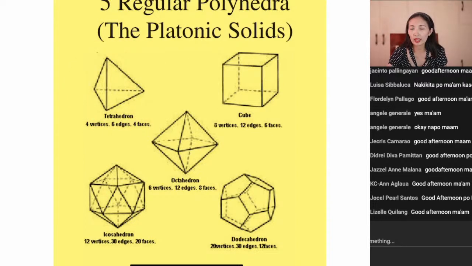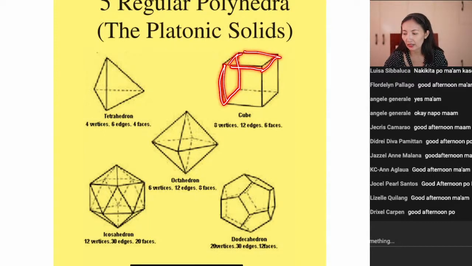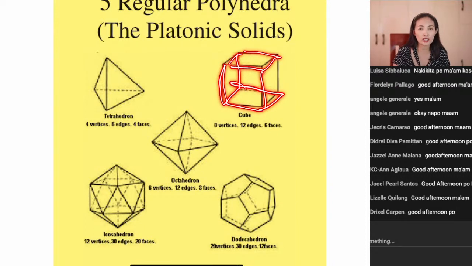And you know very well a cube. So your cube has 1, 2, 3, 4, 5, 6 faces, squares. So 6 faces, how many vertices? 8 vertices, 4 on top, 4 below, and 12 edges. 12 edges because we have 1, 2, 3, 4, 5, 6, 7, 8, 9, 10, 11, and 12 edges.